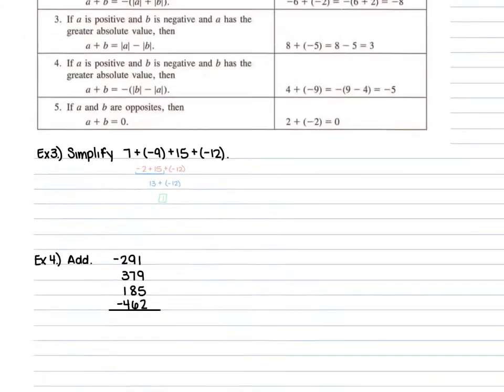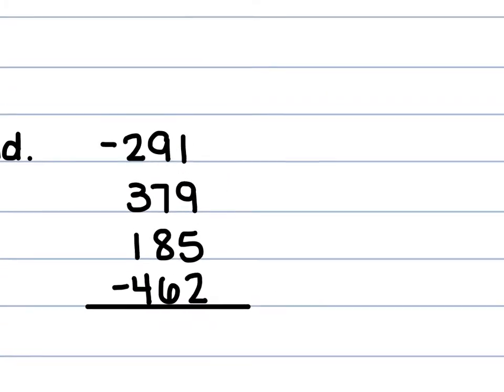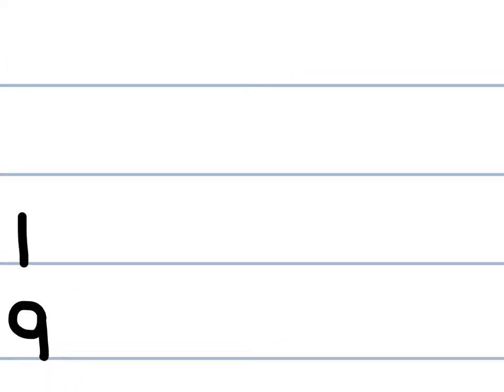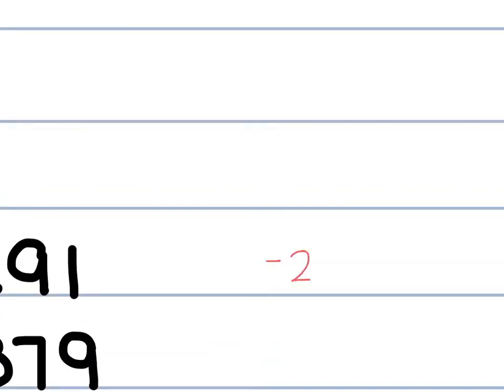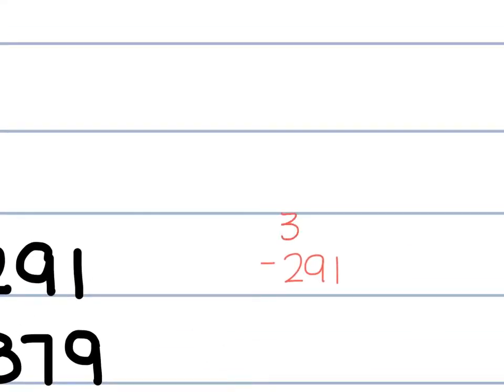If we look at example 4, we're doing the same exact thing, but now these numbers are given to us vertically. So we can separate these. We have a negative 291 plus 379 plus 185 minus 462. So we can do negative 291 plus 379, which is going to be the same thing as 379 minus 291.